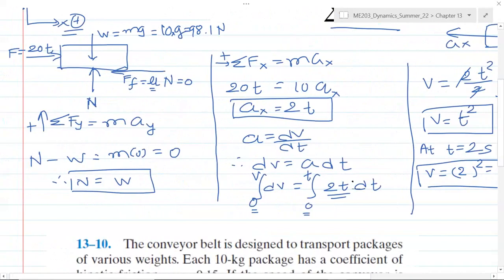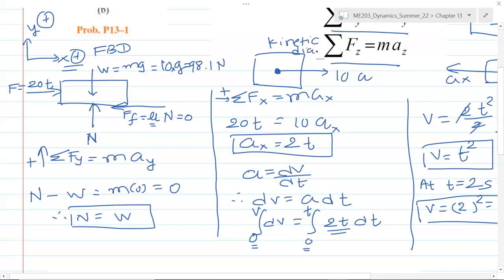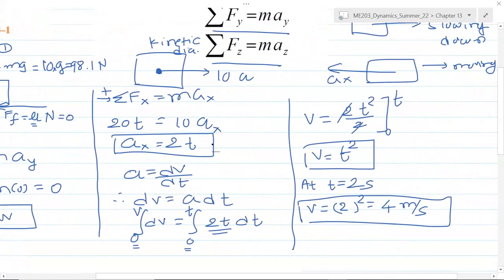Okay, so once again, look at the approach. We have defined the coordinate system. We have drawn the free body diagram. We haven't drawn the kinetic diagram, so we can draw that here. The kinetic diagram is the block indicating the acceleration of the block, 10a. So label this as FBD and label this as kinetic diagram. Then apply these equations of motion in y direction and x direction, and get the acceleration. Because acceleration is not constant, it's a function of time, we need to do this integration and derive the function for velocity, and then substitute time to get the velocity.